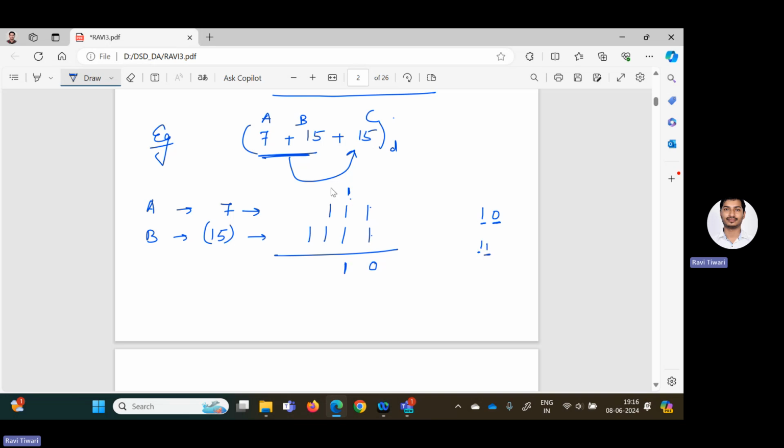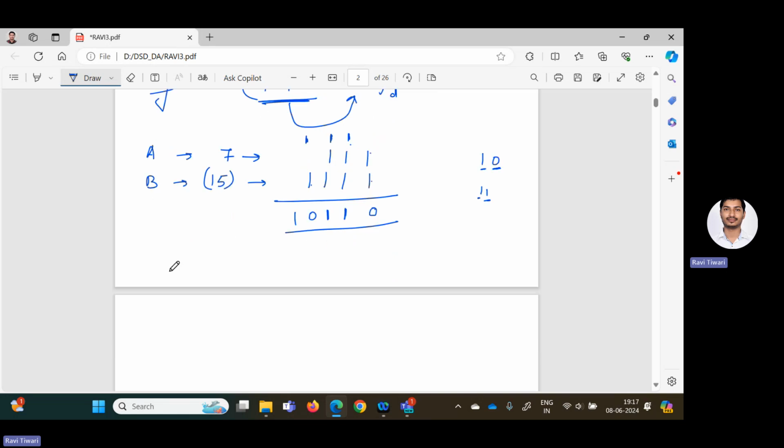So sum is 1, carry is 1. Got it? Now again, if you add 1 plus 1 plus 1, that means the answer is 3, and we can represent it as 1 here and 1 here. Now 1 plus 1, this is 2, so you can write it down like this. This is 1, 1, 0, 1, 1. This is the output of A plus B, right?